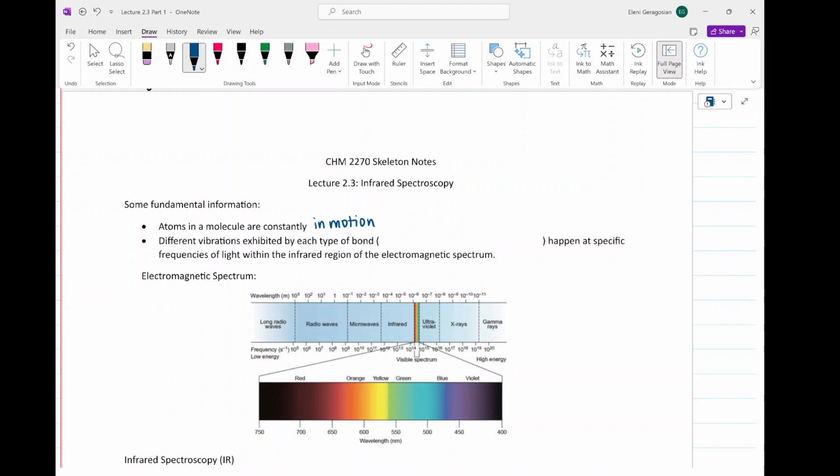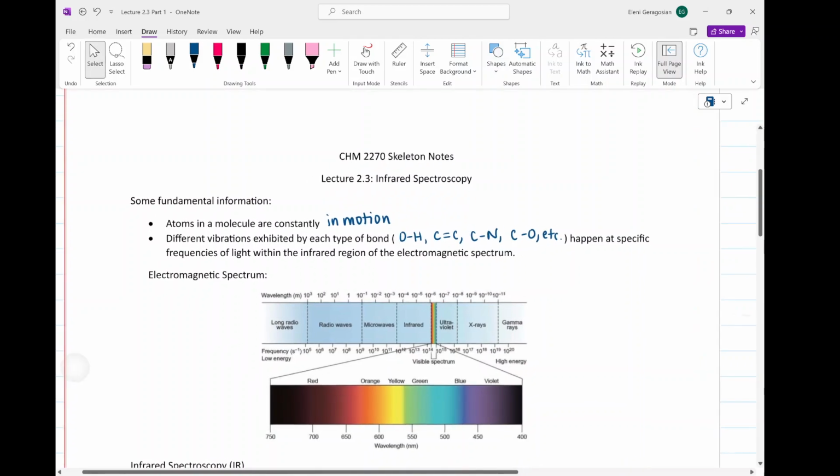This could be like an OH bond, a carbon to carbon double bond, carbon to nitrogen bond, carbon to oxygen, etc. So this is just a list of some types of bonds. These happen at specific frequencies of light. So different bonds vibrate at different energies. But these are all within the infrared region of the electromagnetic spectrum.